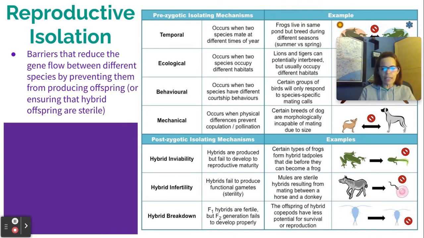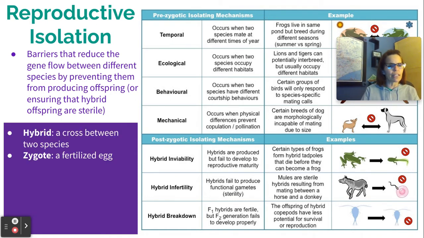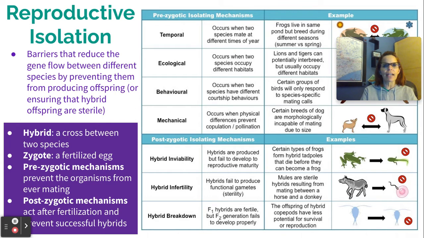So we've got the pre- and the post-zygotic mechanisms. So just reminding you that a hybrid is a cross between two species. The classic example is the tiger and the lion make a liger. That would be a hybrid. Or, I'm sorry, a donkey and a horse make a mule. That would be another example of a hybrid. And remember that a zygote, because we're going to talk about pre-zygotic and post-zygotic, a zygote is the fertilized egg. When the sperm from one species and the egg from another species come together, you get a zygote.